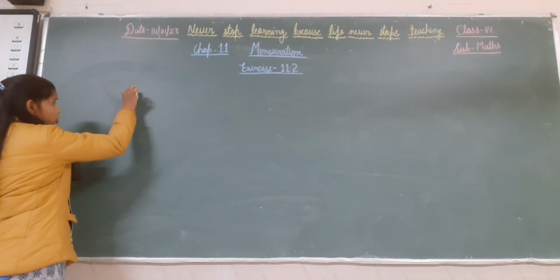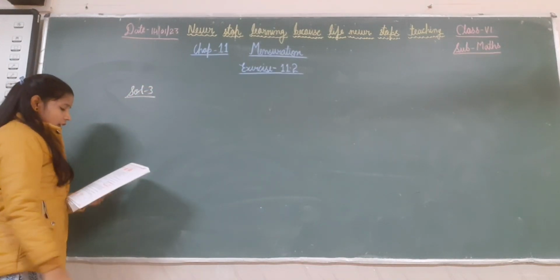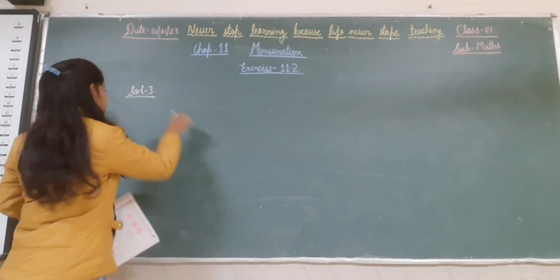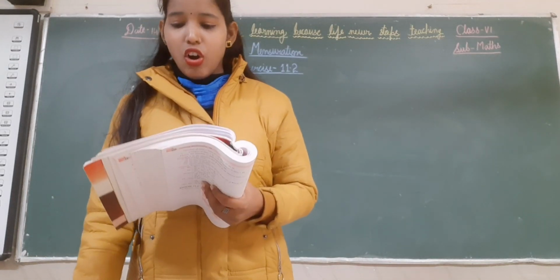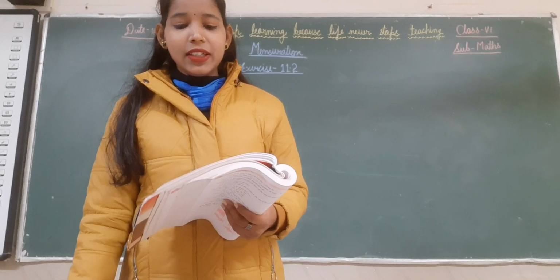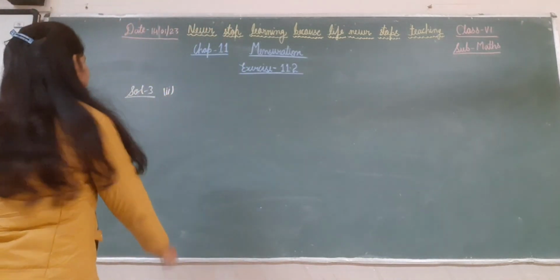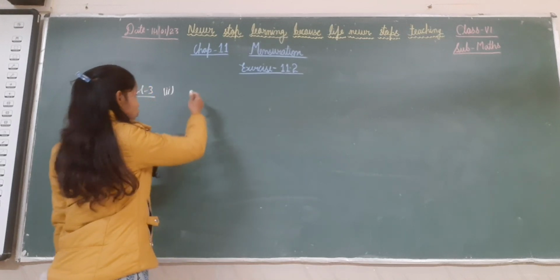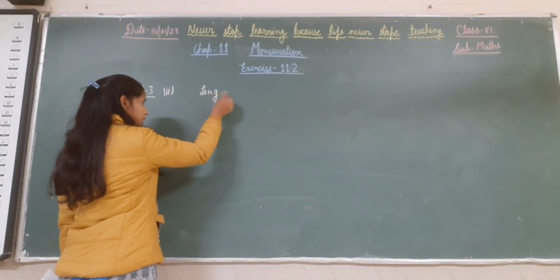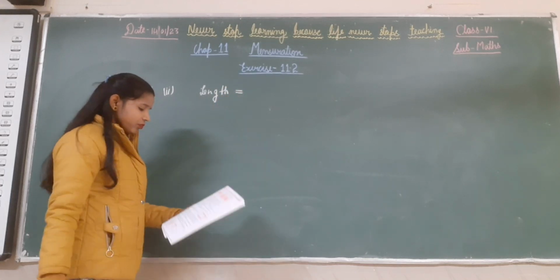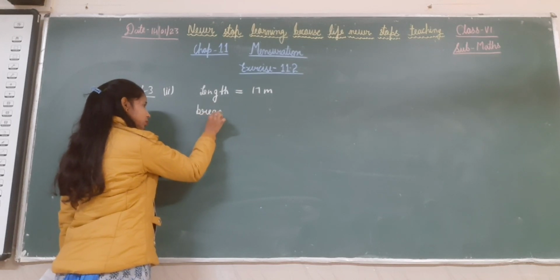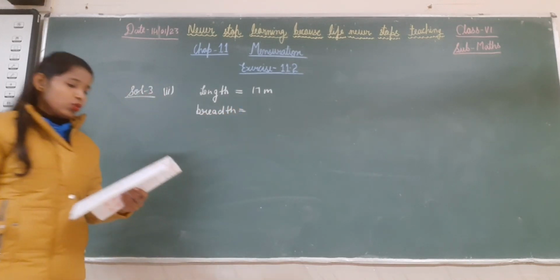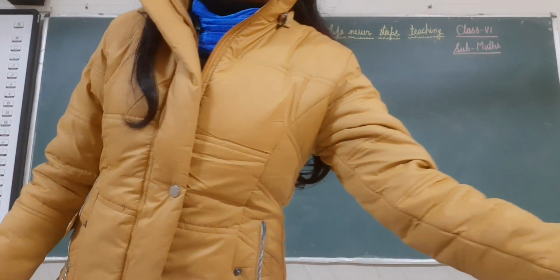Question number 3 part 2. So I am noting down solution number 3 part 2. It is given, find the area of the rectangle whose length is 17 meter and breadth is 3 meter. Okay, so we have to find the area. So what is the length of the rectangle? Write down: length is equal to 17 meter and breadth is equal to 3 meter, right?